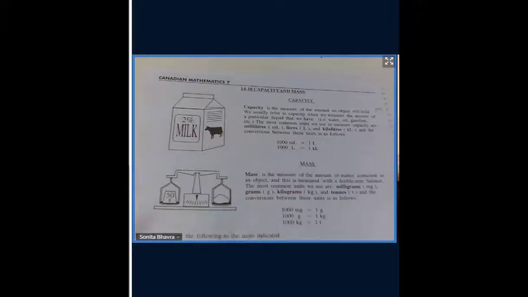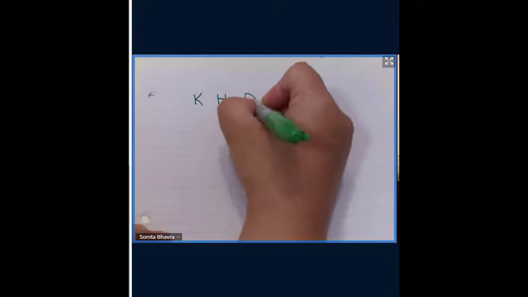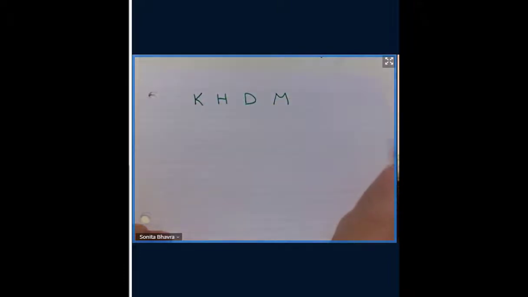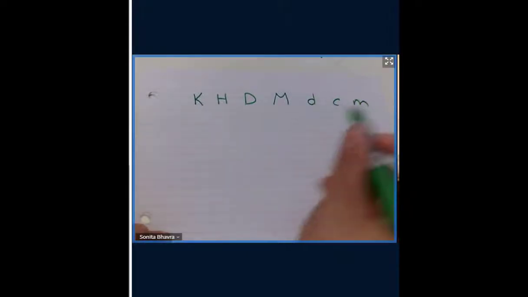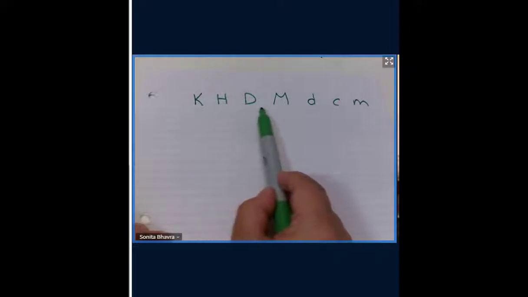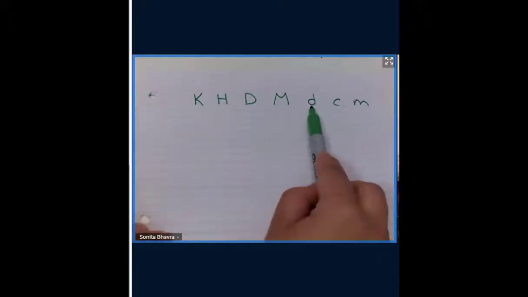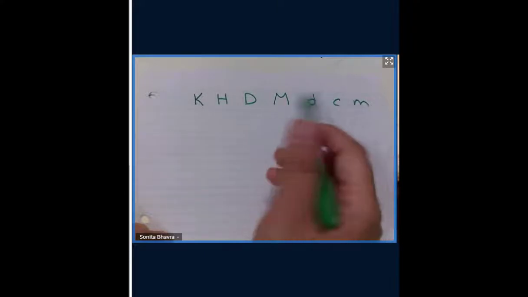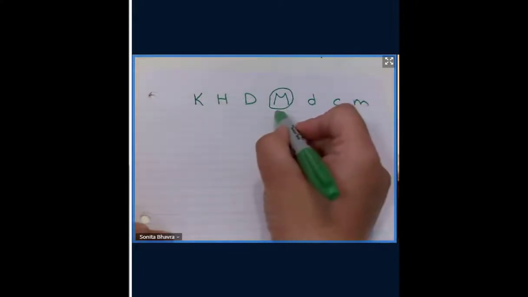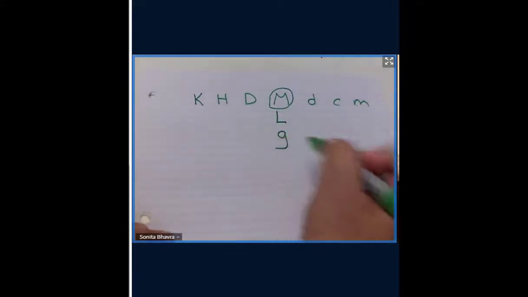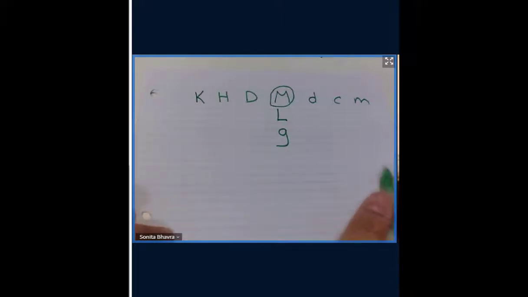So when we are working on these conversions, you can use these conversions, set it up as a ratio, but you can still use what we had used for the metric system. So for the metric system, we had used K, H, D, and then here we had put M for meters, and then we had D, C, M, right? So we had kilo, hecto, deca, then we had meters, and then we had deci, centi, and milli, right? But this meters that is here, the unit, you can change that, and you can change it to L for liters, or you can change it to G for grams. And then it works the same way.